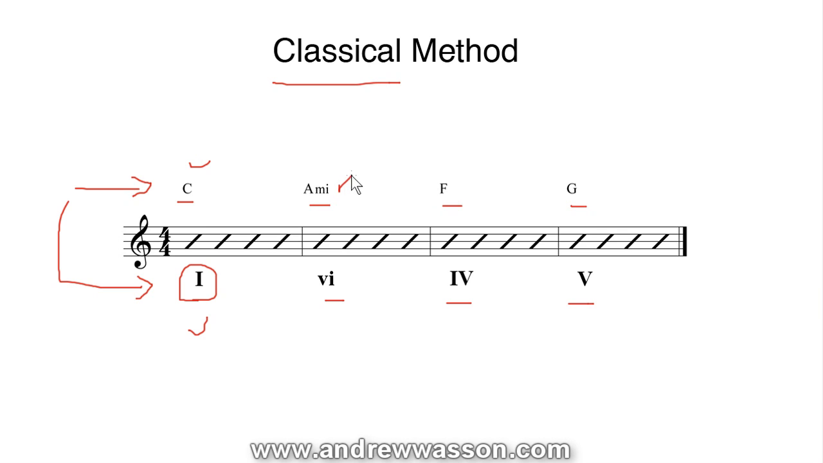So an A minor chord is the 6th chord found inside the key of C major. The F chord is the 4th. The G major is the 5th chord of the key of C major.